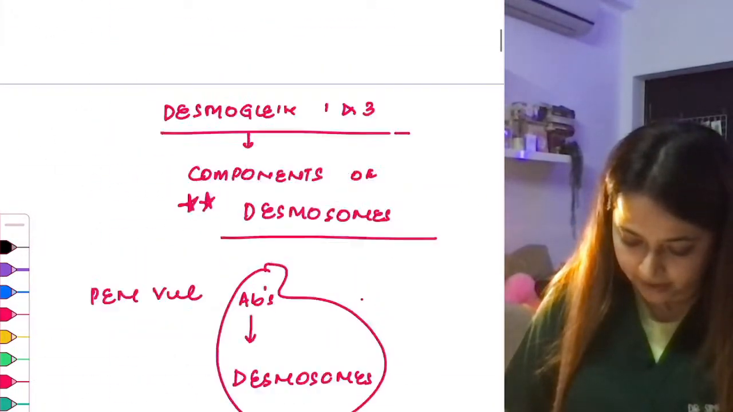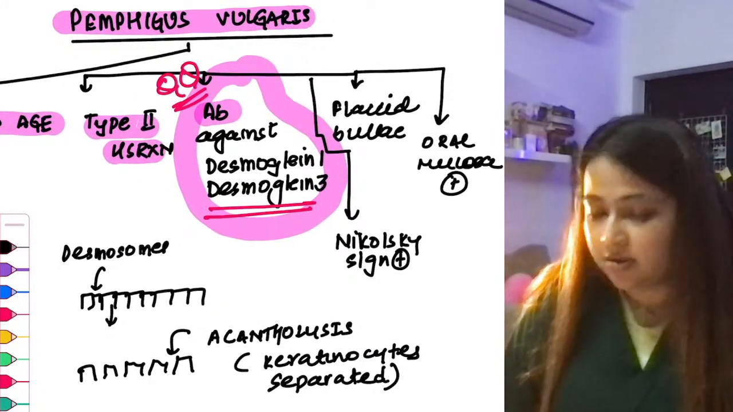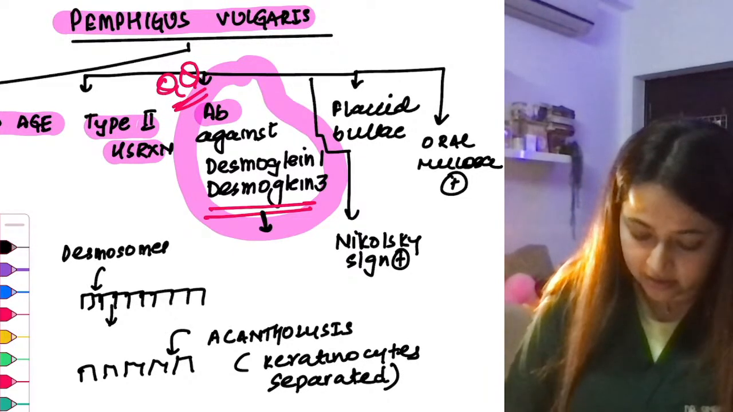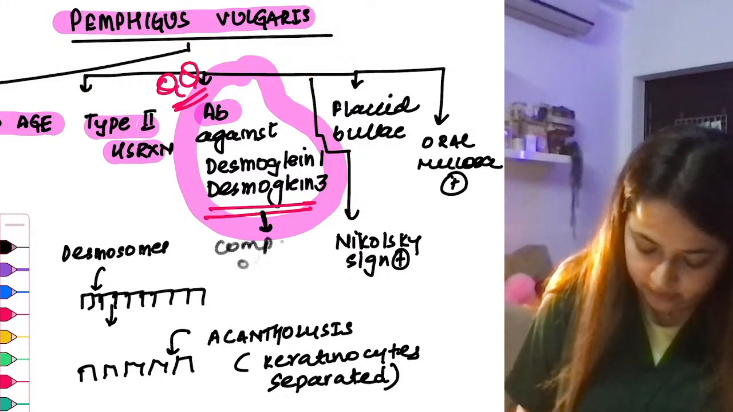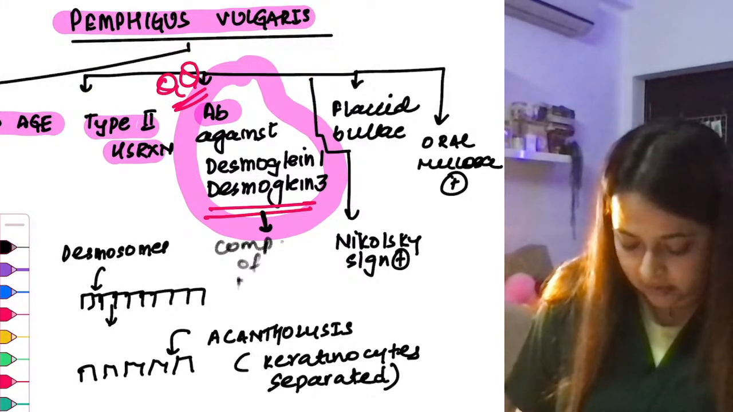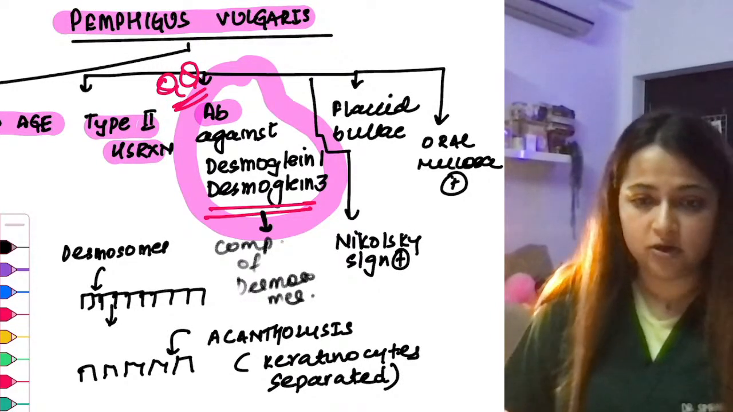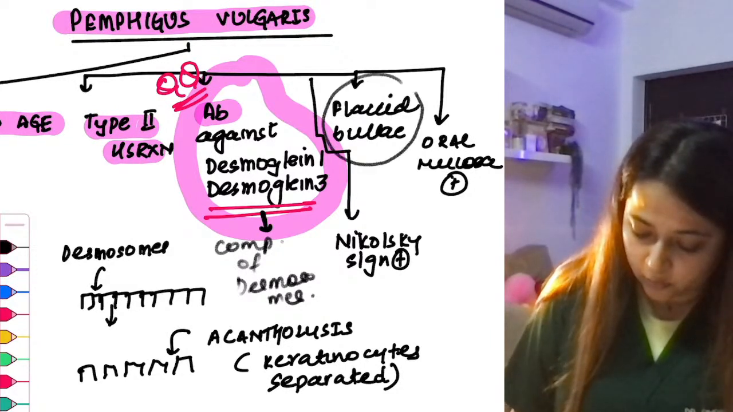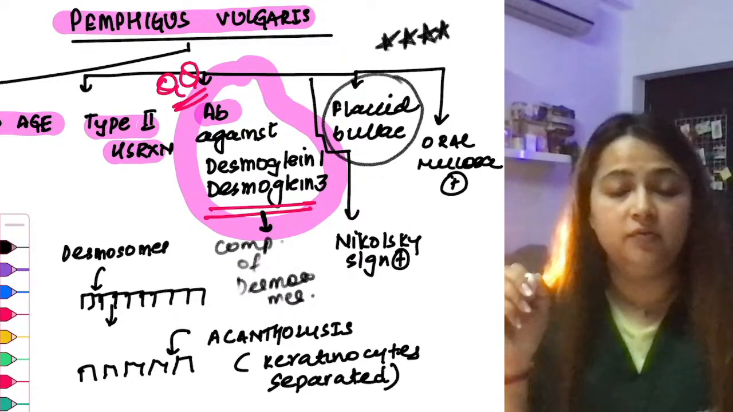Now moving back, I told you that in Pemphigus vulgaris the antibodies are against desmoglein 1 and desmoglein 3. These are all components of desmosomes. So anti-desmosome antibodies you can call Pemphigus vulgaris. Another point, very very important. These are all the main key points regarding Pemphigus vulgaris.